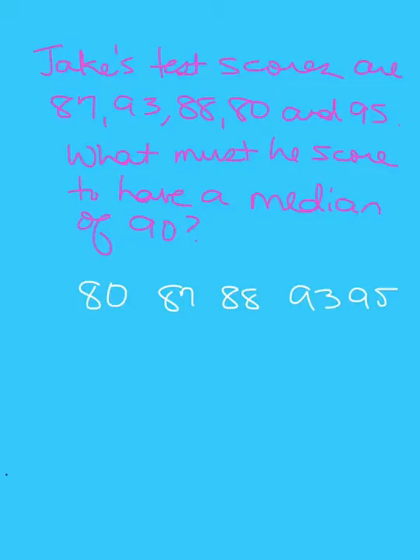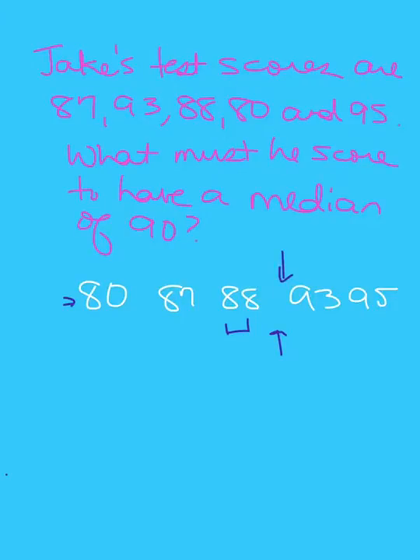So if he were going to take another test and he wants his median to be 90, what would he have to do? Well, right now our median data is 88. I already put the scores in order to save us some time. If I want the median to be 90, that would mean it would be greater than 88, so my score that I'm looking for has to be somewhere between 88 and 93.